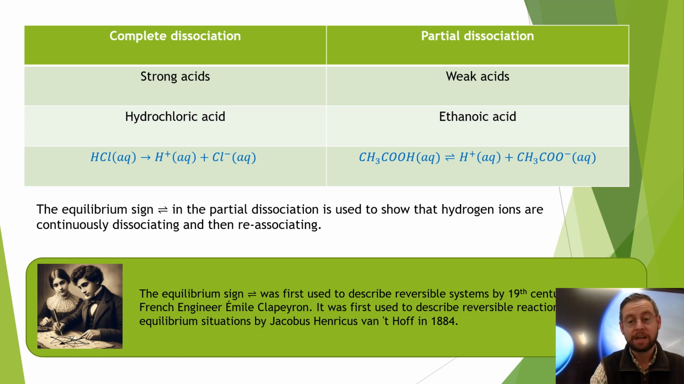whereas in partial dissociation, which we see in weak acids like ethanoic acid, what we can see is only one of the hydrogens, the hydrogen on the end of the COOH group, and not any of the hydrogens attached to the carbon on the other side of the molecule. Only that one hydrogen dissociates.